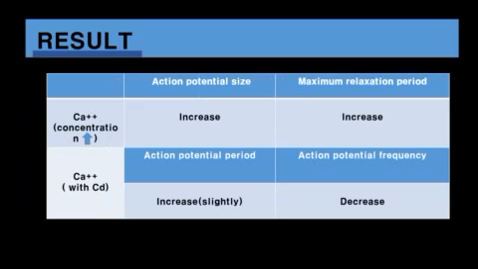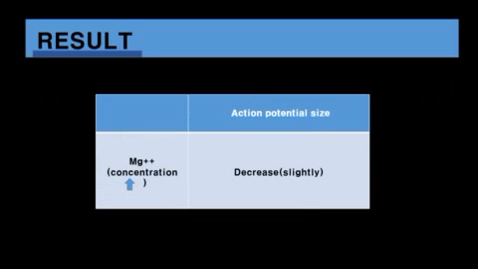When calcium ion concentration increased, action potential size and maximum relaxation period increased. And with cadmium, the blocker of calcium, the action potential period slightly increased, but the action potential frequency decreased. At last, when magnesium ion concentration increased, action potential size slightly decreased. With these results, we could learn about four different ions' effect on heart automaticity.